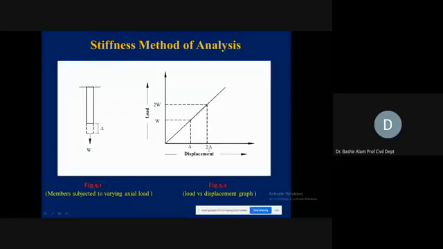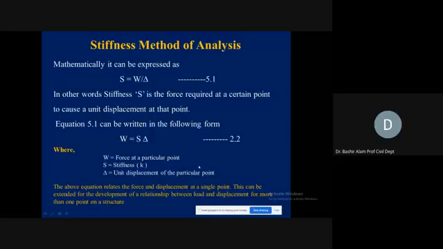It is proportional. Now, the slope of this line, which is simply the vertical divided by the horizontal, is this angle theta, where tangent theta is equal to W divided by delta. And this is the definition of the stiffness, which is simply the slope of this straight line. So mathematically, it can be expressed as S is equal to W divided by delta. So this is now the definition of the stiffness.